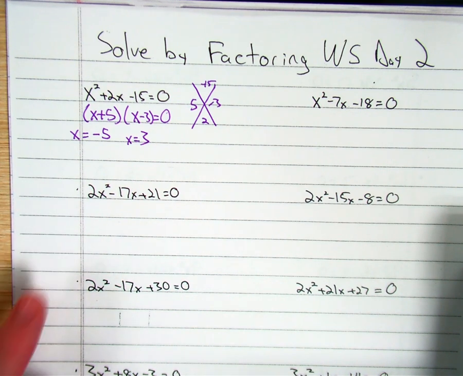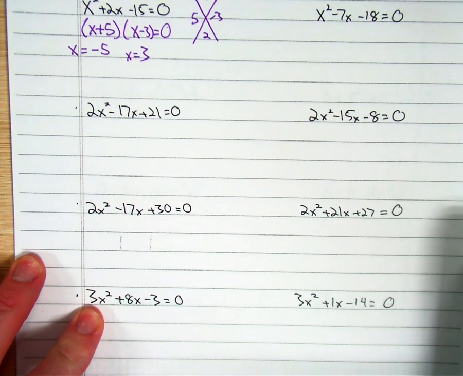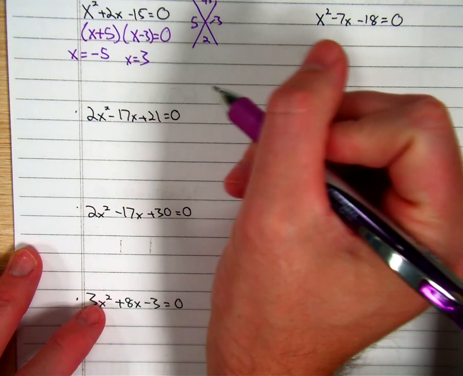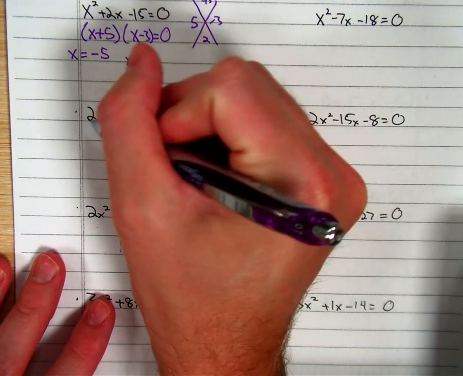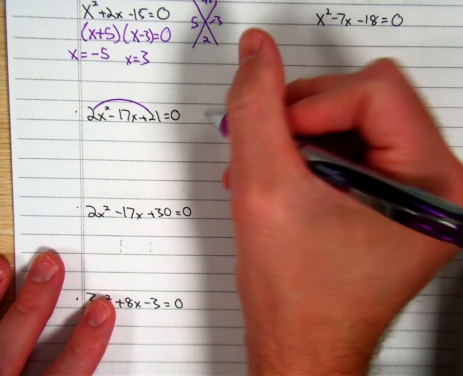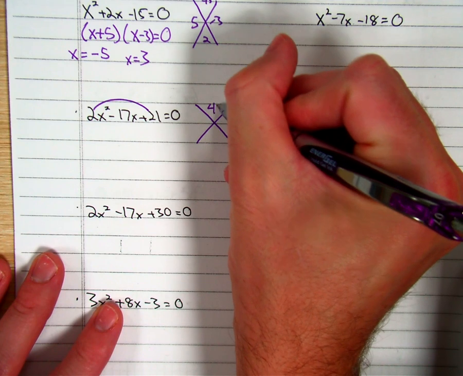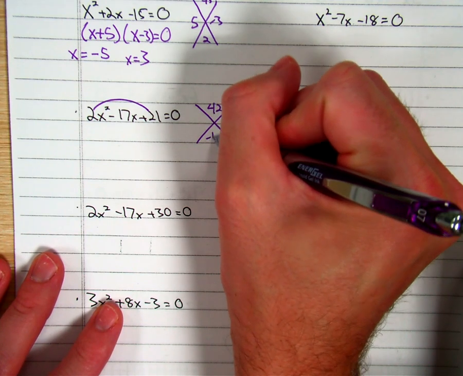Okay, then we got some numbers in the front. Let's do this 2x squared. When there's a number in the front, can we factor it out? Nope. Alright, front times back. What's going to multiply to 42 and add to negative 17?